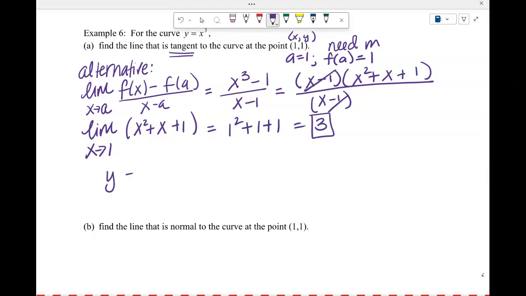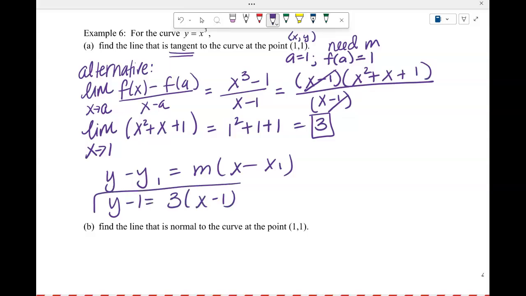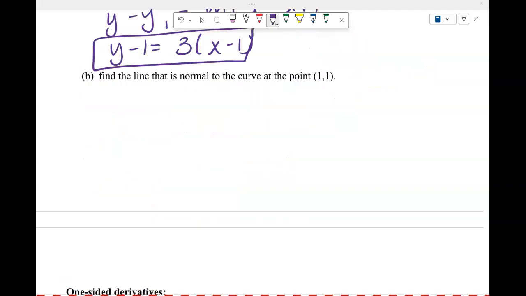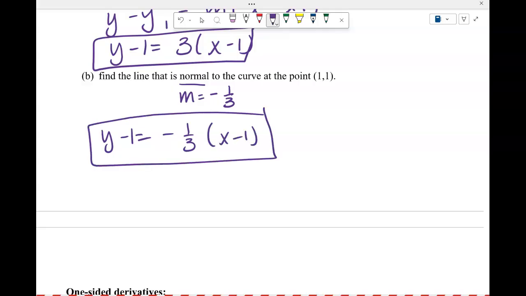The tangent line, we're just going to leave it in point slope form. Y minus 1 equals 3 times x minus 1. So B says find the line that is normal to the curve at the same point. Remember, normal is going to be opposite and reciprocal. So opposite of positive 3 is negative 3, but then flip it, it's going to be negative 1/3. Okay, so y minus 1 equals negative 1/3 times x minus 1, and that's your normal line.